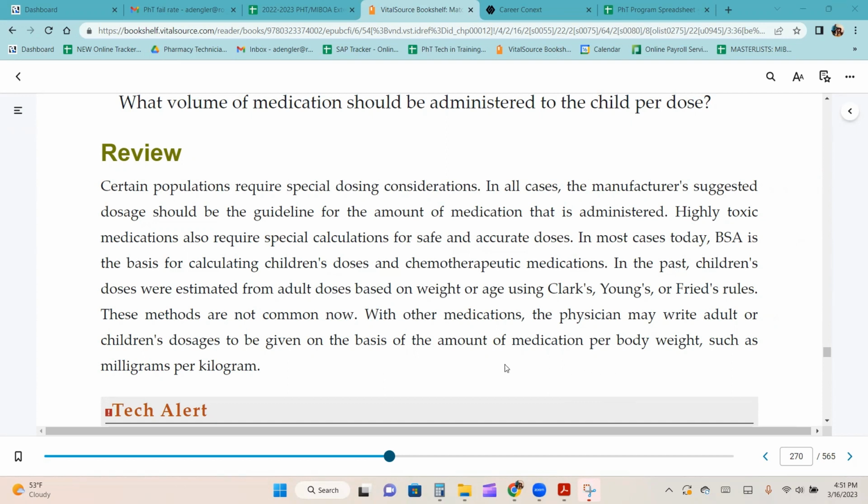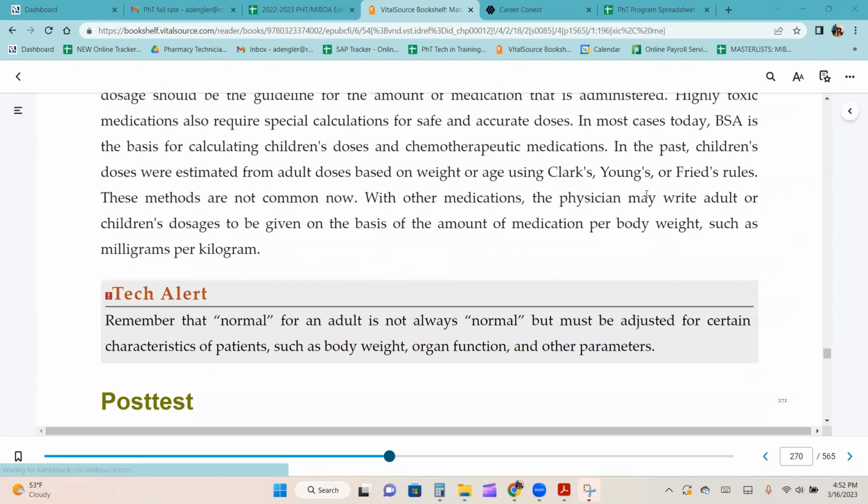With other medications, the physician may write adult or children's dosages to be given on the basis of the amount of medication per body weight, which is milligrams per kilogram. And that is going to be the most often.